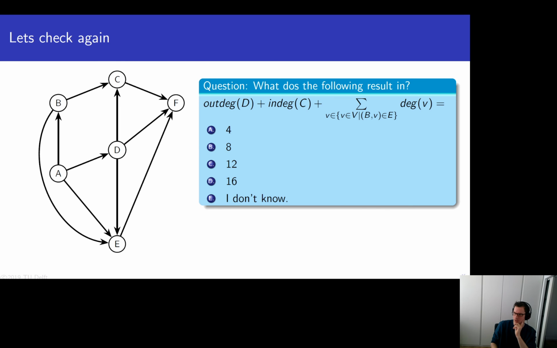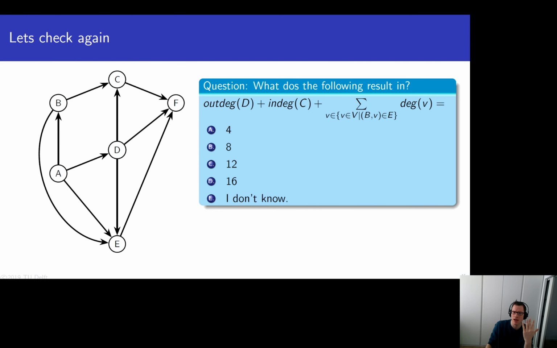All right, let's see. Does this do anything? So it does. Answer C is the most popular with 12 votes. Some more are still coming in. Let's figure this out. The out degree of D: D has 3 edges leaving it, so that's 3. Then the in degree of C: C has 2 coming in, so 3 plus 2, that's already 5.